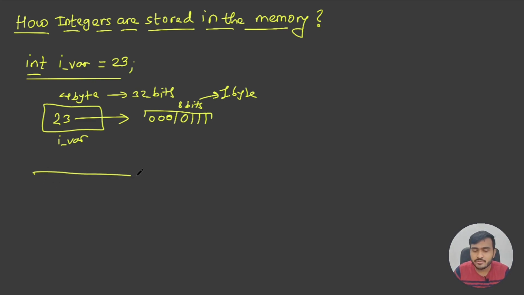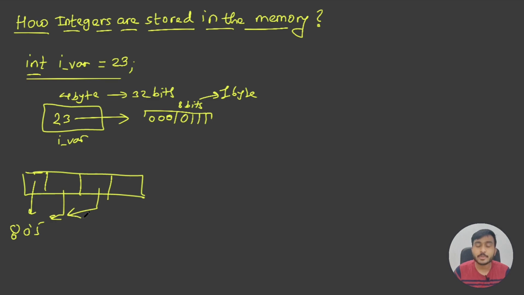See, if I have 4 byte space, just focus very carefully. I'm going to have 4 byte space. 1 byte is nothing but 8 bits. So in this byte I'm going to have 8 zeros. In this byte also I'm going to have 8 zeros. In this byte also I'm going to have 8 zeros, and in this byte I'm going to have 000 followed by 10 followed by 111. So in this way the data is going to be stored in the memory.